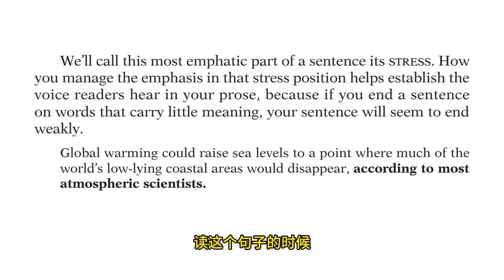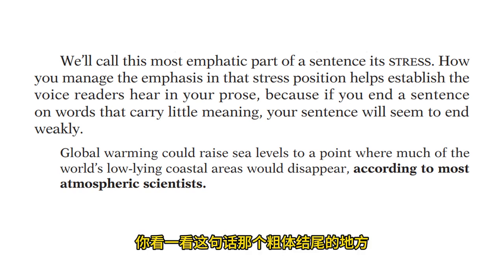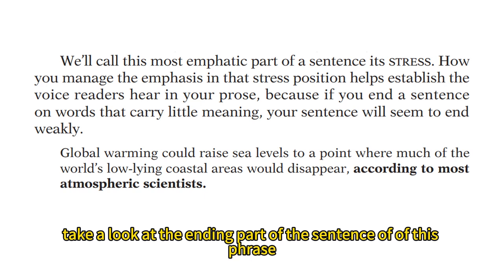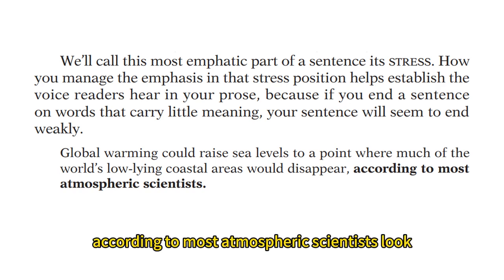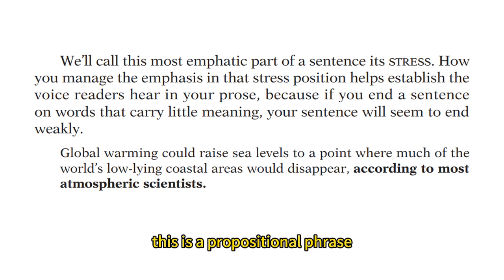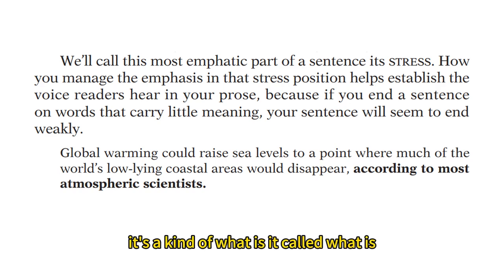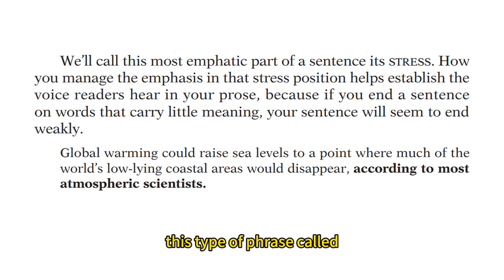读这个句子的时候，你可以把你的手放在桌子上，拿手指敲这个桌子。你觉得哪个地方你需要强调？那个地方肯定弹琴的话叫什么？肯定要是加强，要着重的，对吧？要猛地按下去的，对不对？你看一看这句话那个粗体结尾的地方。Take a look at the ending part of the sentence, the bold-faced phrase. According to most atmospheric scientists, look, this is a prepositional phrase. What is this type of phrase called?